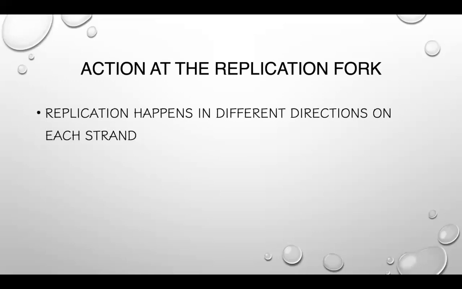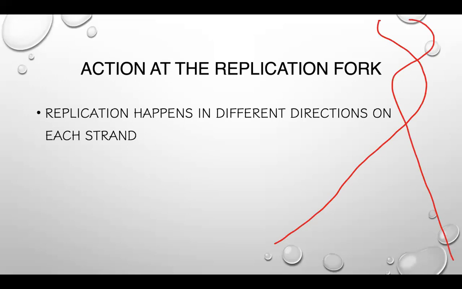When you divide the DNA double helix and you have the two strands, the way the bases are added on each strand, they happen in different directions. So on one strand, called the leading strand, see if I can kind of draw this. So here is your helicase at your replication fork.